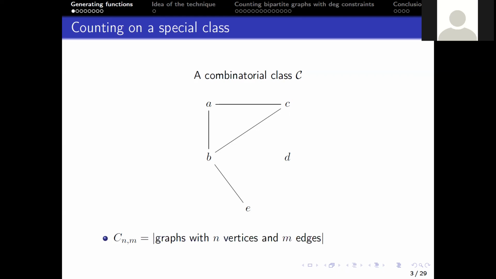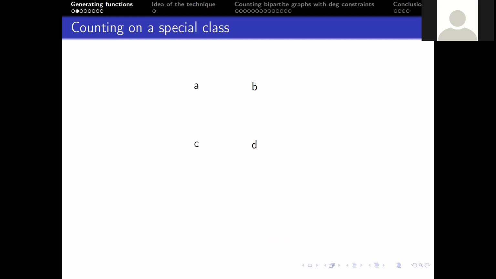So we want to know how many graphs with n vertices and m edges there are. And so in order to find this quantity, one thing we can do is just describing this object, how we construct, how we build such an object. Well, first, we add some vertices with some labels. Here, for example, let's say that we have 4 vertices, and then we need to add the edges.